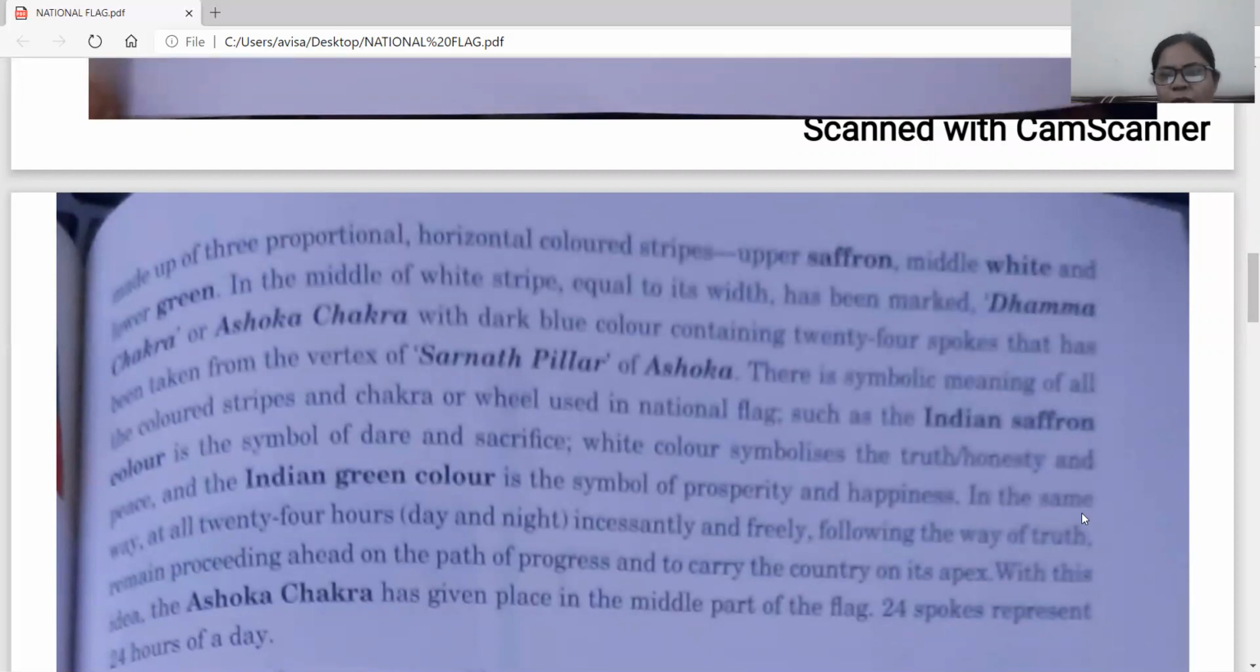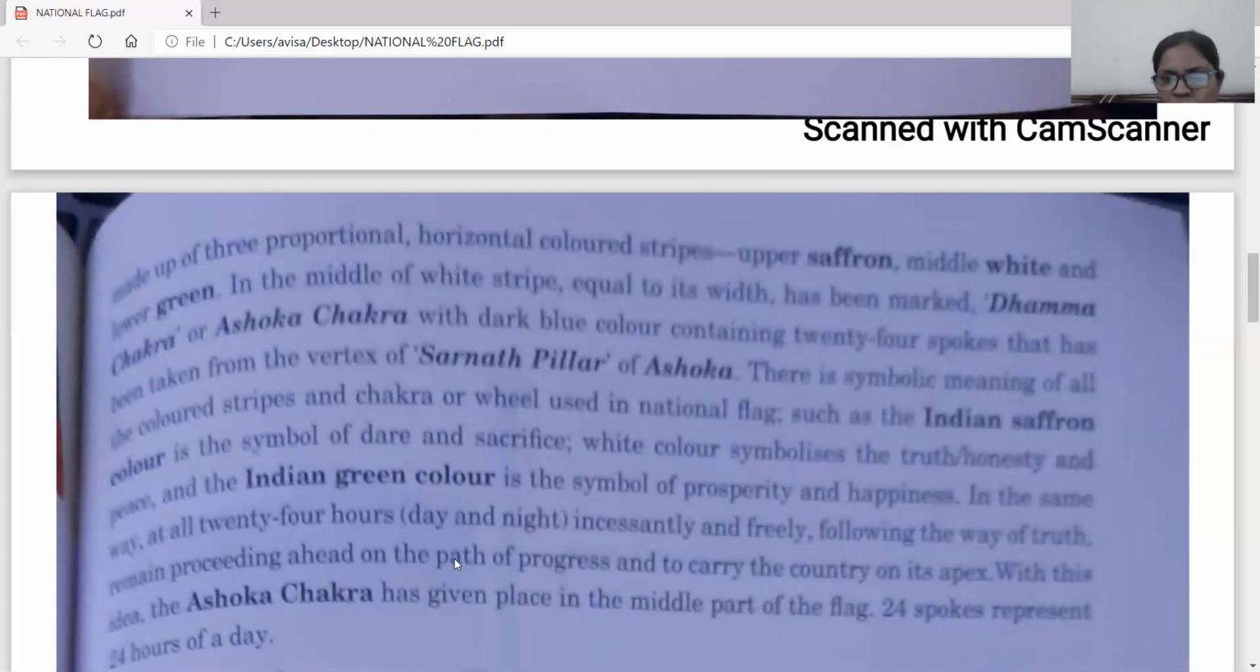So our saffron color is for courage and sacrifice. White is for honesty and peace, and green is for prosperity. In the same way, all 24 spokes have some meaning. It means that you are working 24 hours, day and night.